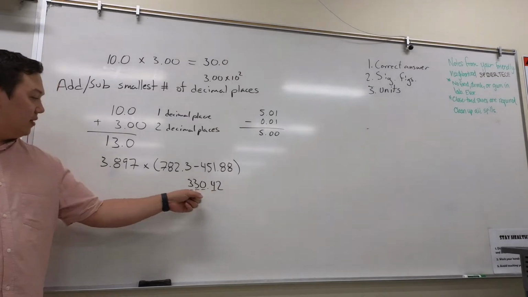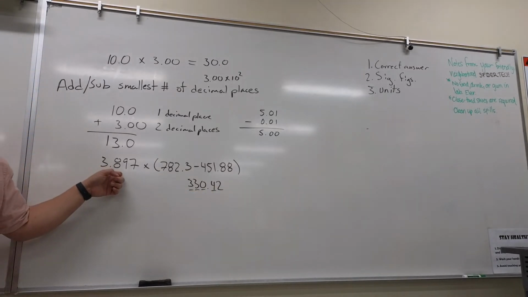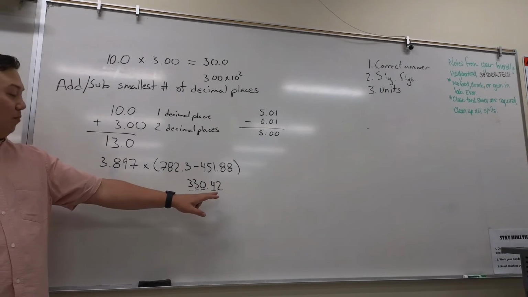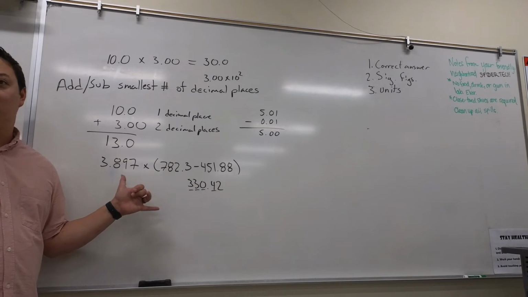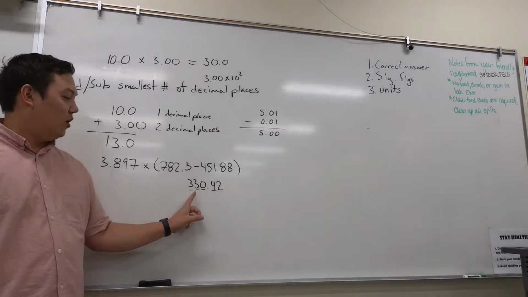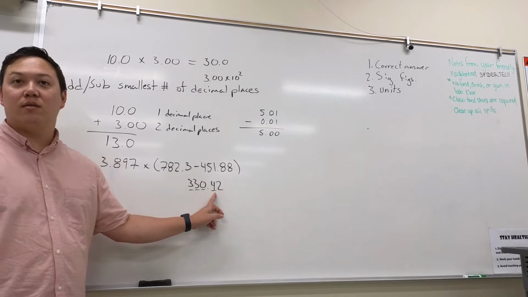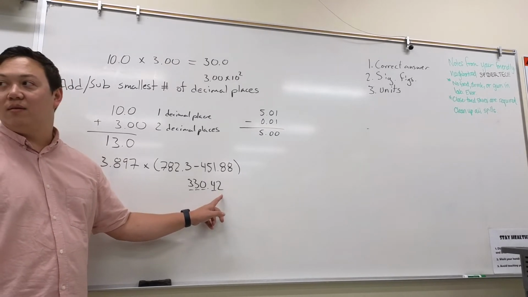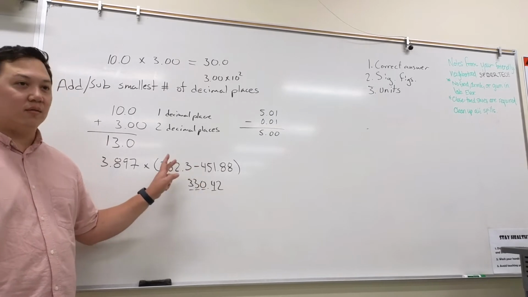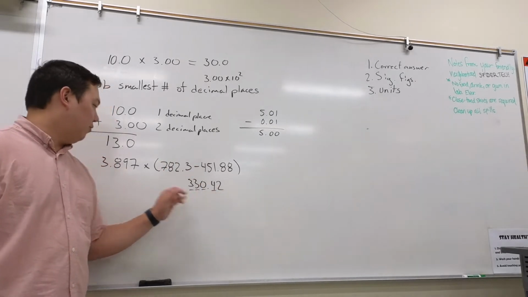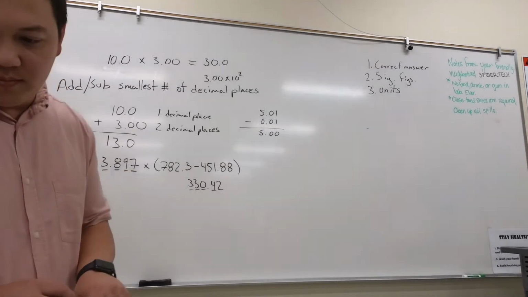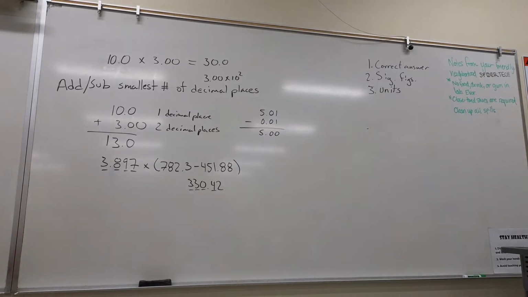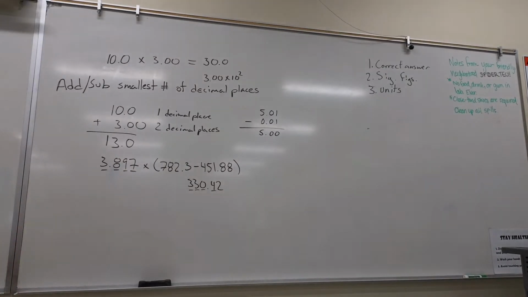We now need to multiply this by this. And because we're multiplying, it's going to be the smallest number of sig figs. So this now has 1, 2, 3, 4 sig figs. This last one's not significant because we did the subtraction. So if we multiply these two together, this has 4 sig figs also. Right, they're all non-zero numbers. So 3.897 times 330.42.